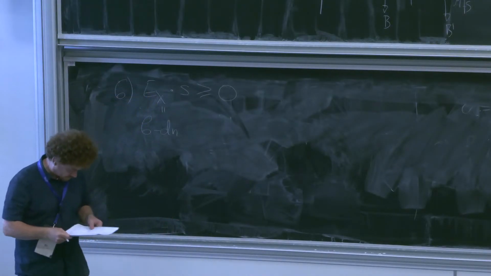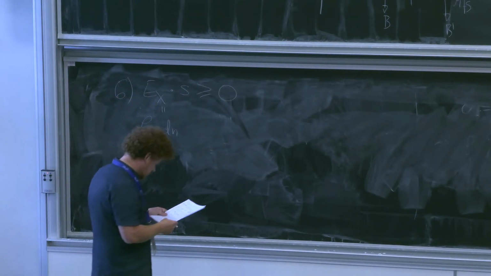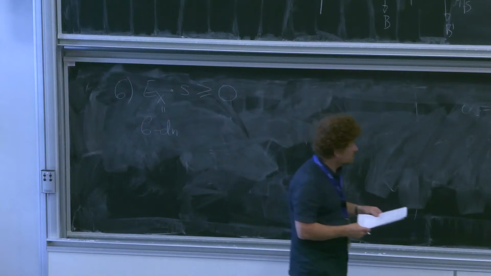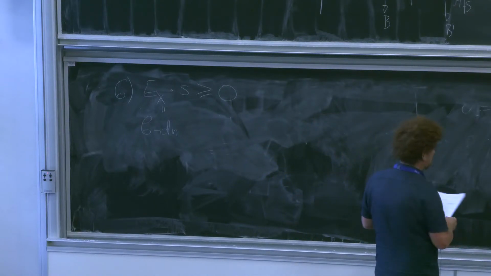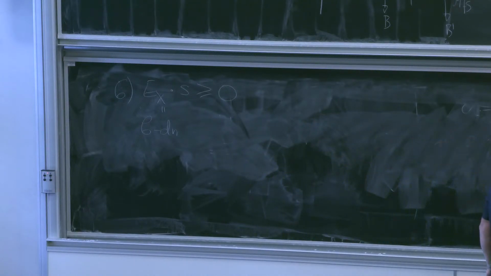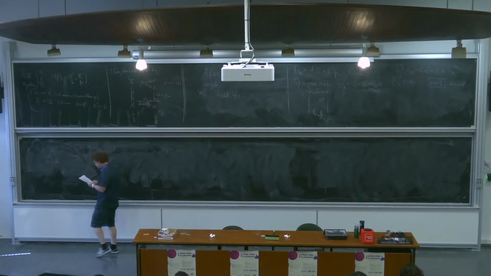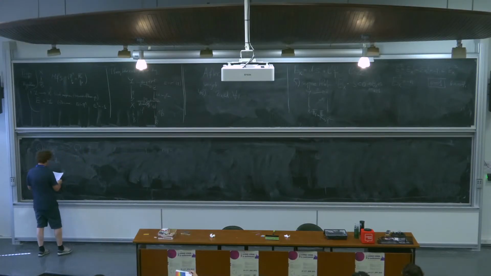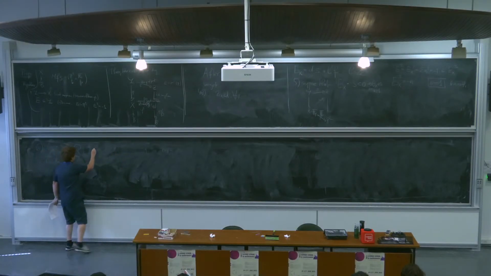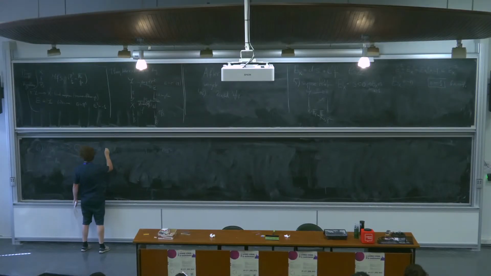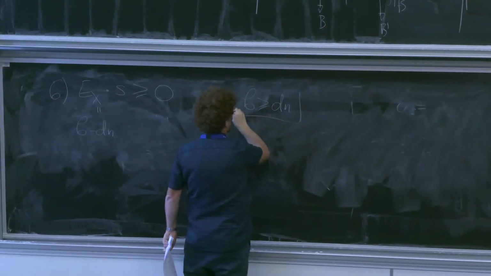Okay. B minus dn. That's it. And now, so that implies in particular b is bigger or equal than dn. We will need this.